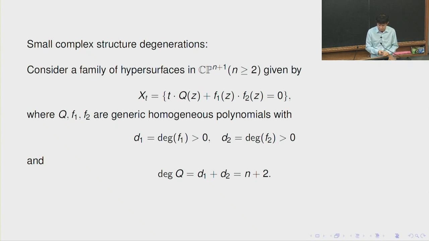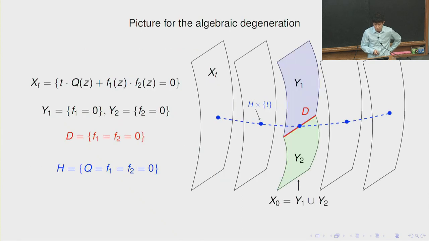A simple example is a family of hypersurfaces in projective space, parameterized by t. You choose a generic polynomial Q of degree n plus 2, and then two polynomials of lower degree, F1, F2. When t is close to zero but not zero, the hypersurface is smooth. When t equals zero, it splits into two parts. This is a pretty simple algebraic family.